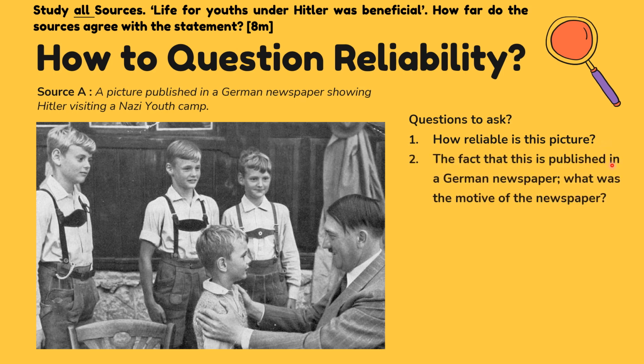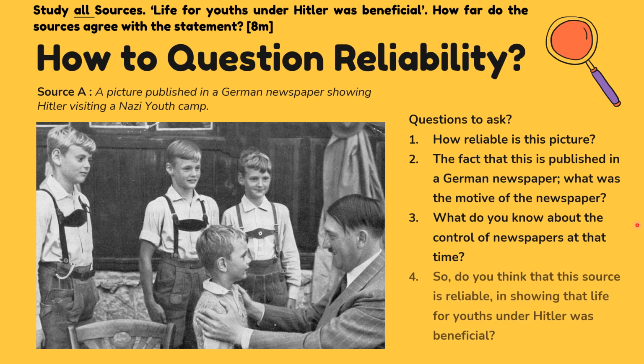Now, the fact that it is published in a German newspaper, what was the motive of the newspaper? Is it to make, for example, Hitler look good? Is it to show a certain aspect of Hitler? Is it to show the life of youths under Hitler? And you look at the faces of these young children. Now, what do you know about the control of newspapers at that time?